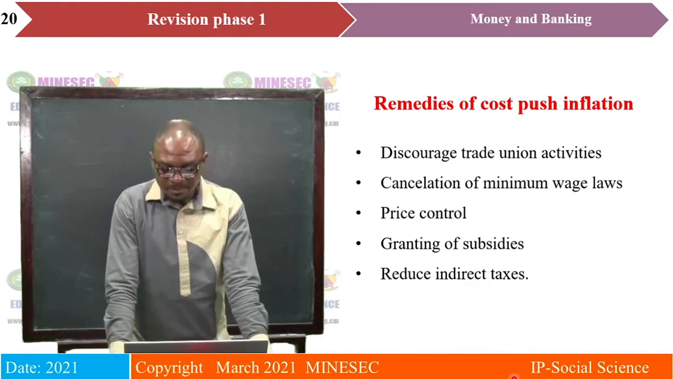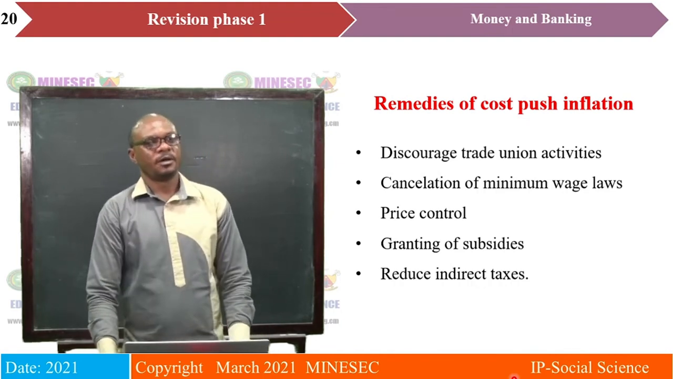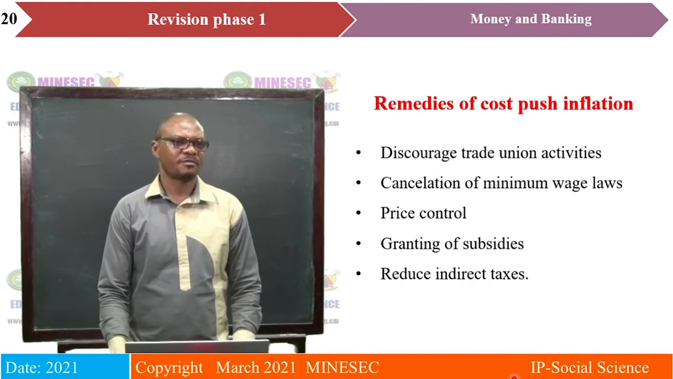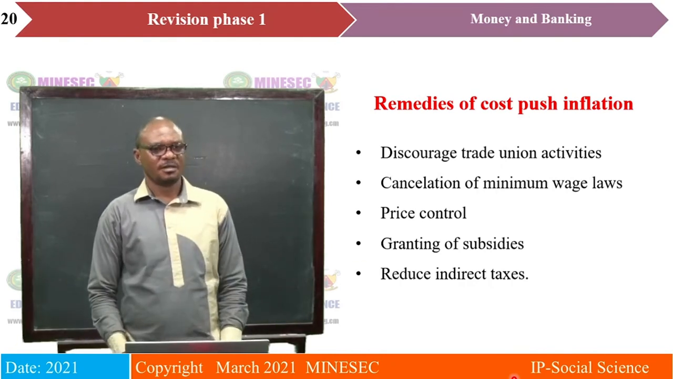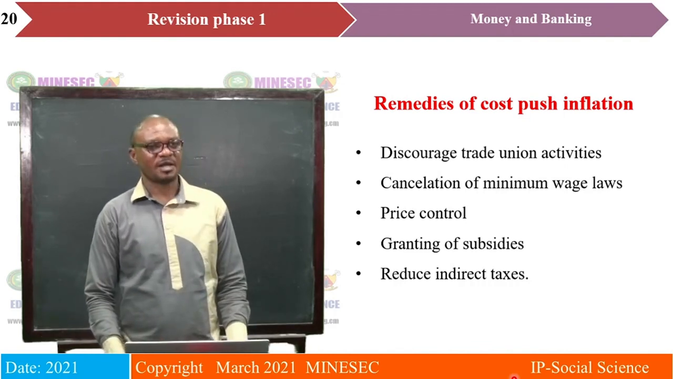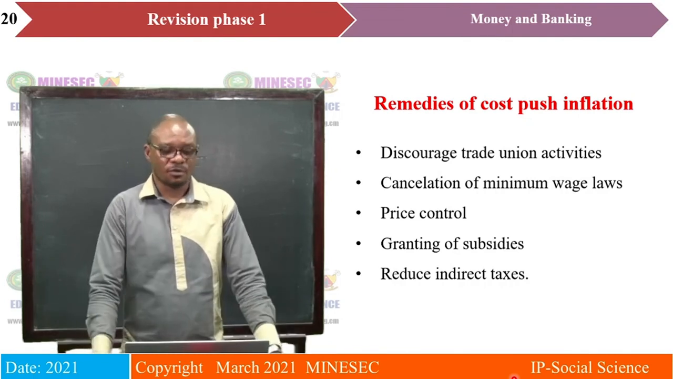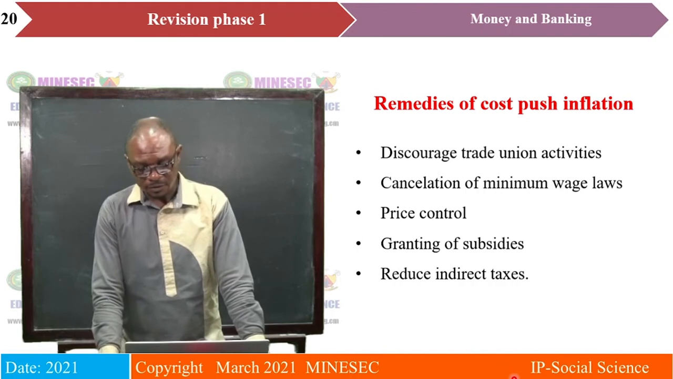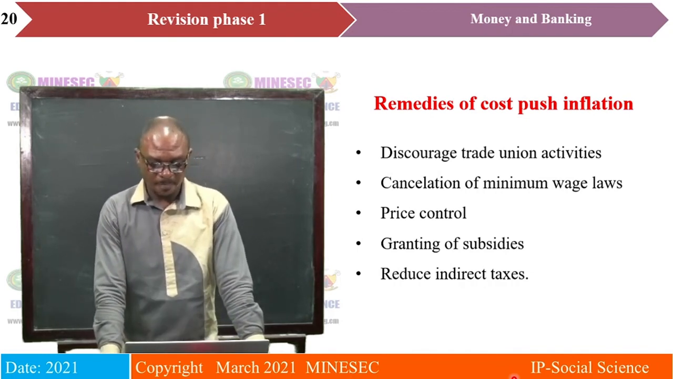Maybe we equally have price control. This price control is mostly on raw materials. The government could impose a maximum price on certain raw materials, maximum price on maybe rent, maximum price on perhaps any good that may increase cost of production. Then that, of course, will reduce the cost push inflation.